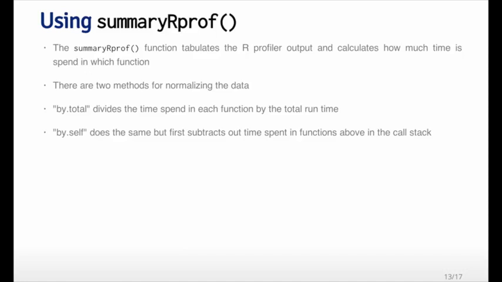There are two methods for normalizing the data that you get out of the R profiler. One is called by.total, which divides the time spent in each function by the total runtime, and the other is by.self, which does the same thing, but it first subtracts out time spent in functions above in the call stack. It's important to realize the two separate concepts here of by.total and by.self.